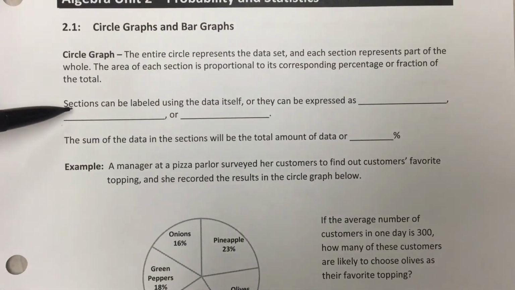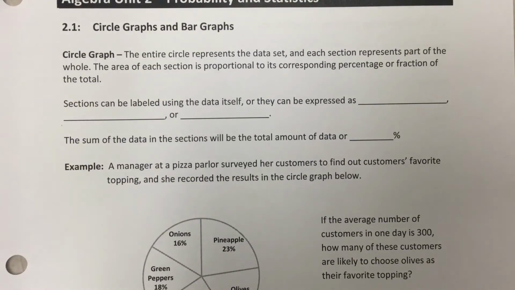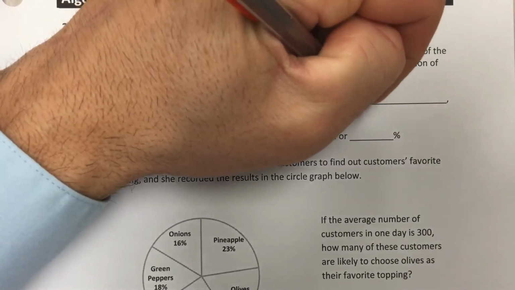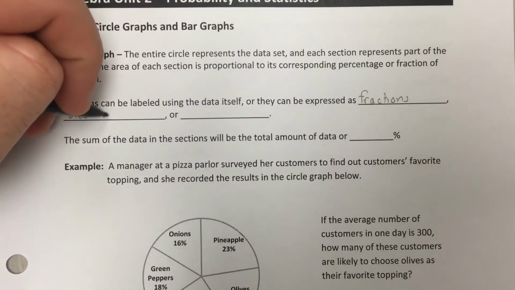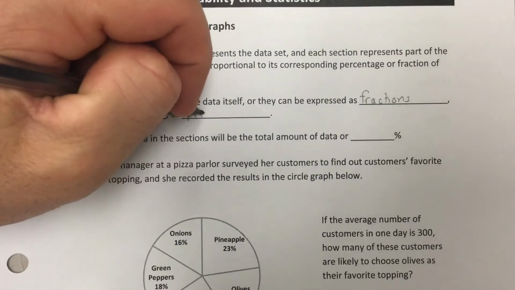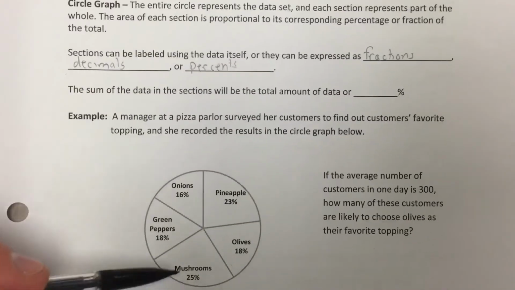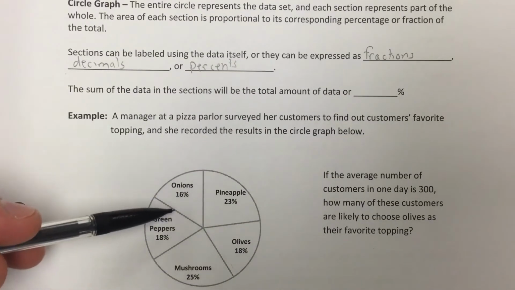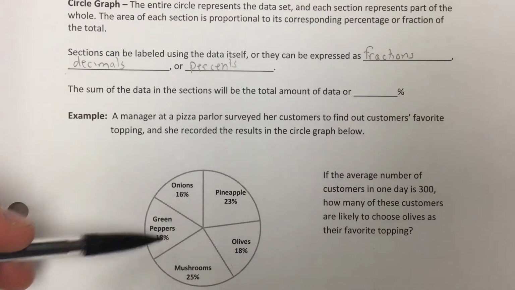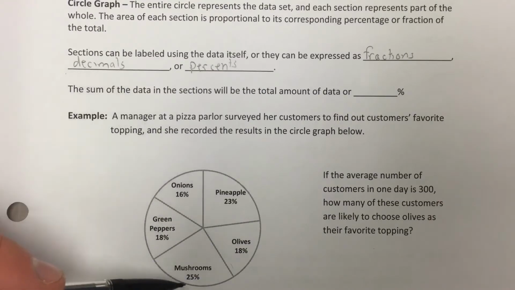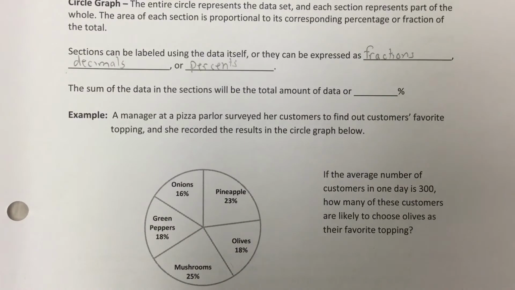All right, so sections in a circle graph can be labeled using the data itself, or they can be expressed as fractions, decimals, or percents. So this particular circle graph is dealing with percents, and shows the percent of how many people like each pizza topping. But I could have also had fractions here, like 1/4. I could have had decimals, 0.25, 0.18, or I could have actually just had the number of people that like that.